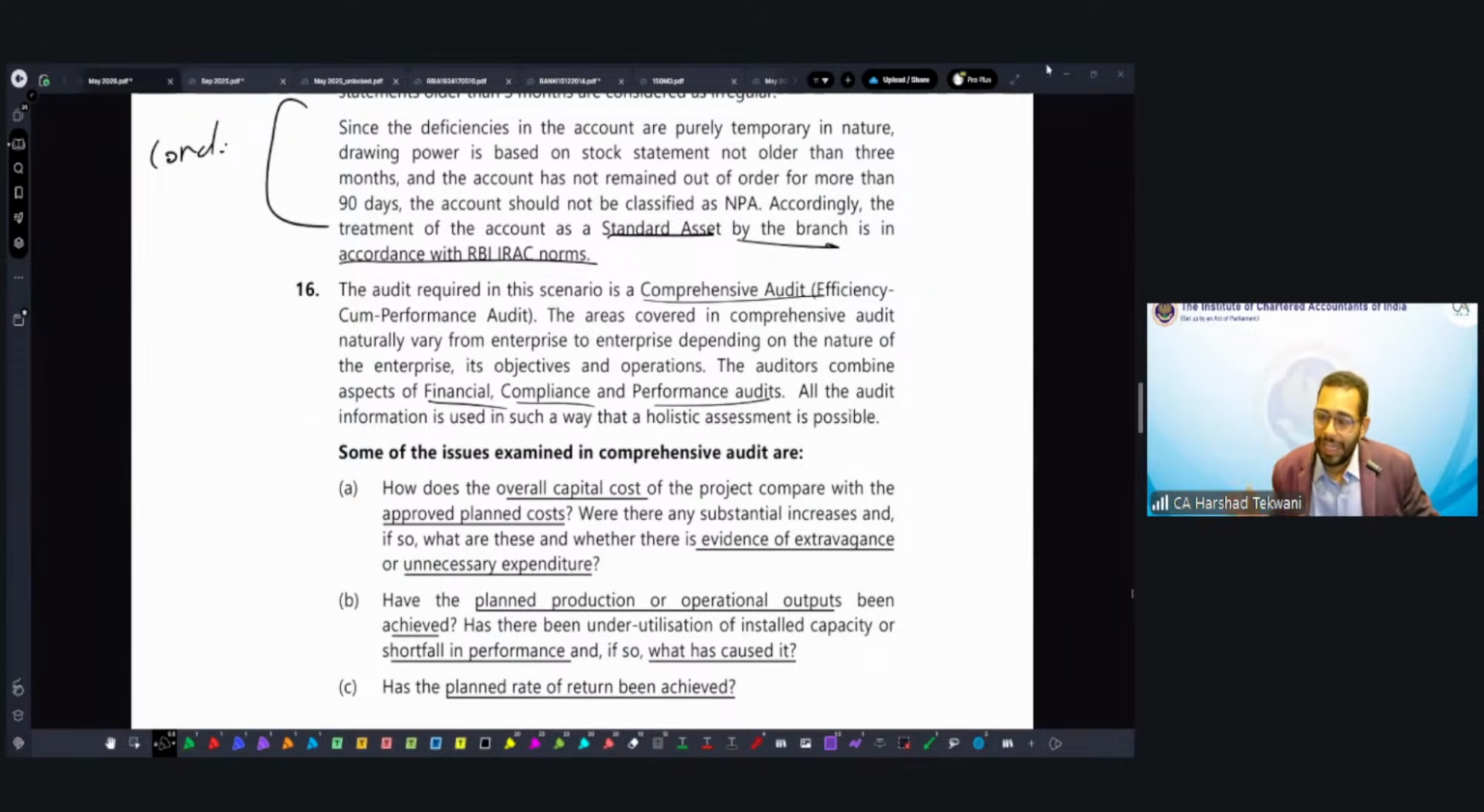One audit for each and every area. Clear? Any doubt? Any doubt?